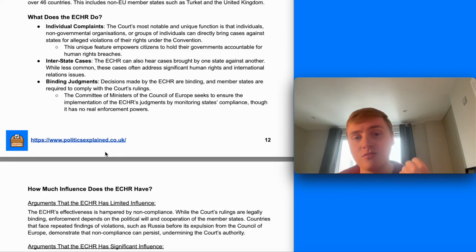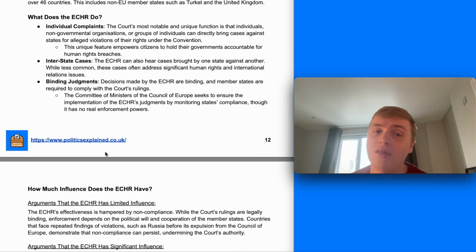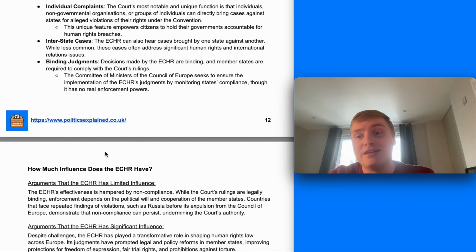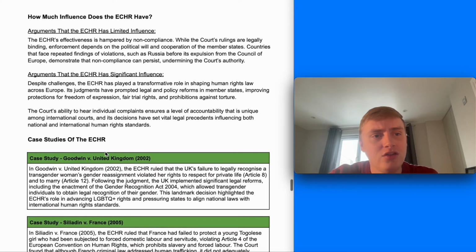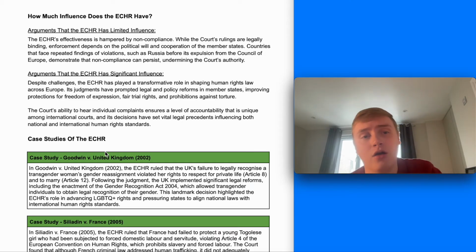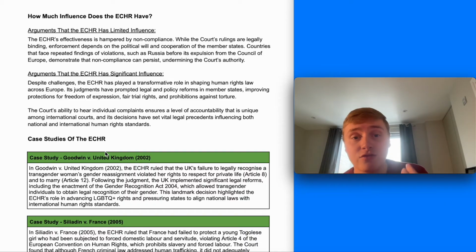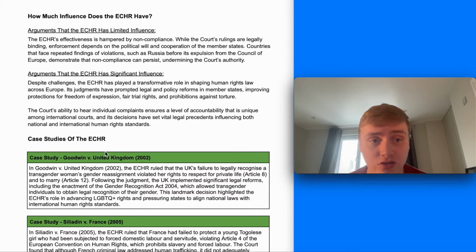And crucially, decisions made by the ECHR are binding, and member states are required to comply with the court's rulings. We will, of course, look at how effective that is in a bit. So then, how much influence does the ECHR have? On the one hand, you have some arguments that it has significant influence, and that despite challenges, it has played a transformative role in shaping human rights law across Europe.